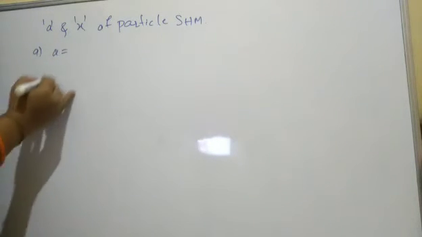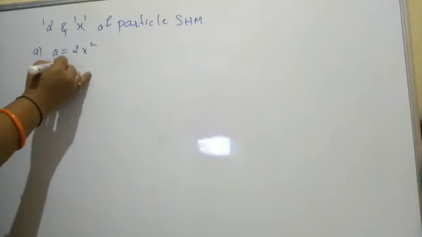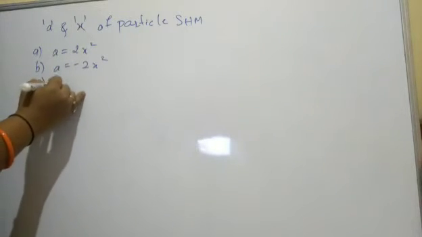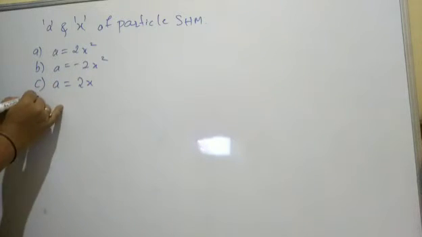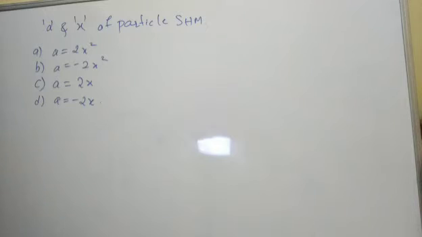The options given are: A, a is equal to x squared; B, a is equal to minus 2x squared; C, a is equal to 2x; D, a is equal to minus 2x. By seeing this problem, you feel that it is very easy.